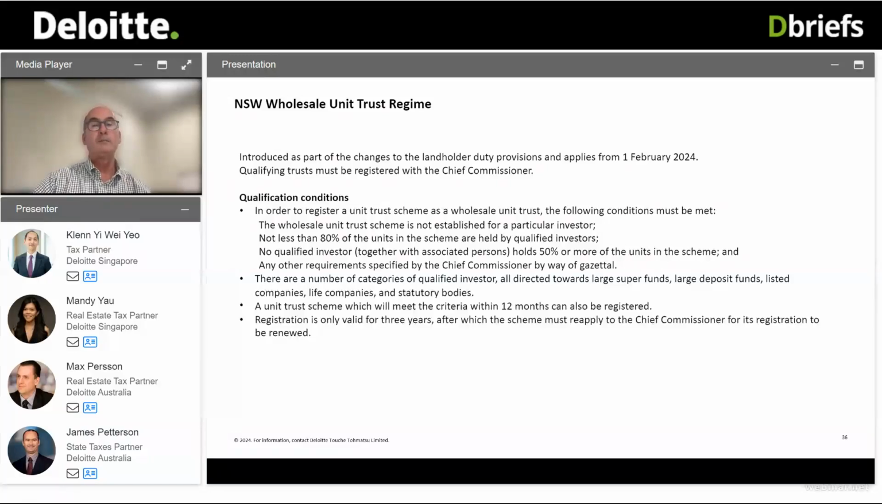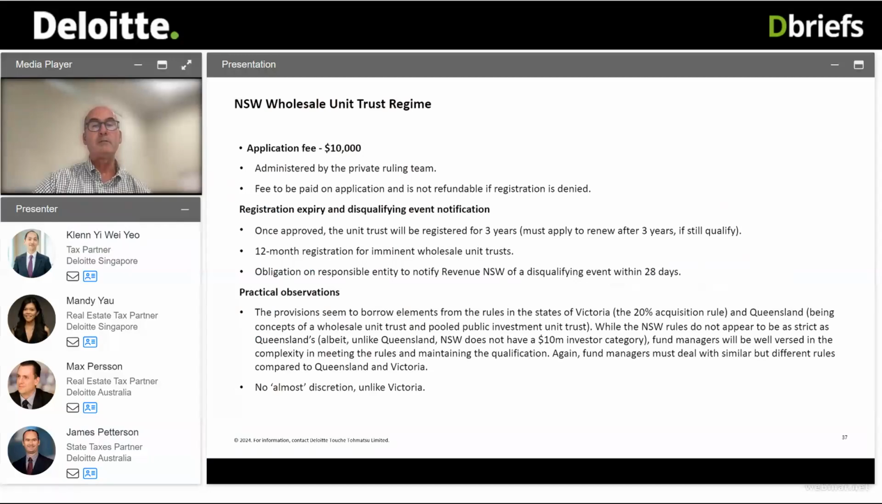to register requires an application fee of $10,000 paid to the Revenue Office, and the registration will last for 3 years. The rules are complex. They adopt part of the Victorian rules and some of the Queensland rules. The key thing, though, is there's almost no discretion, unlike in Victoria, and there's no broad $10 million invested qualifying investor category like in Queensland.